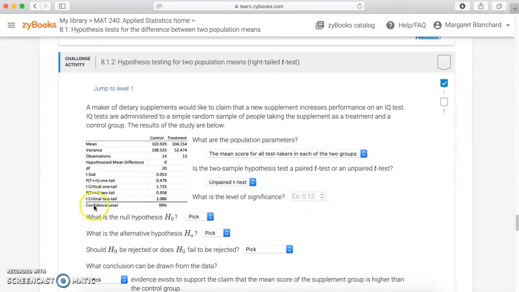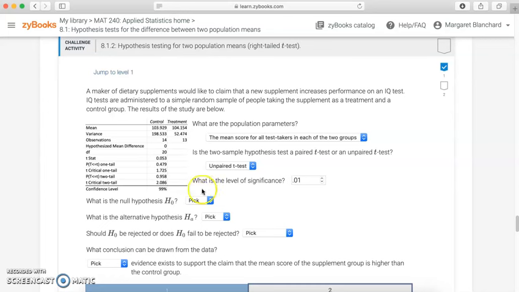The level of significance, we're going to go to confidence level. We're going to take 100 minus 99, which gives us 1. When we convert that to a decimal, we get 0.01. What is the null hypothesis? It's always that mean 1 equals mean 2. What is the alternative? In this case, our treatment group is population 1, control group is population 2. So we're looking to see if mean 1 is greater than mean 2.